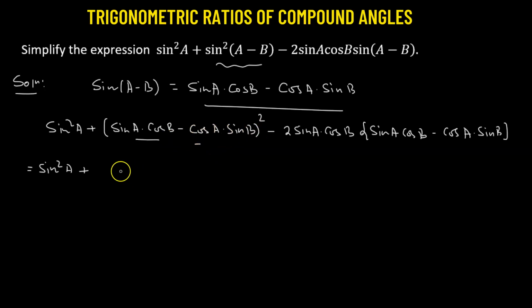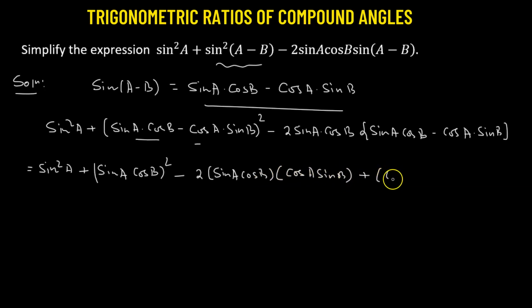Now we have sine squared a plus, so we are going to expand this by using a minus b whole squared, which is simply sine a times cosine b whole squared minus 2 times sine a times cosine b multiplied by cosine a times sine b, added to cosine of angle a times sine of angle b whole squared minus, now we're going to distribute 2 times sine a cosine b with the two terms within the parentheses.